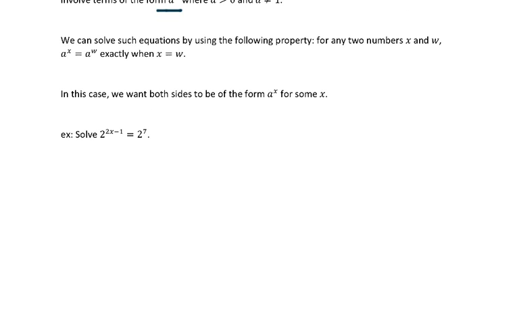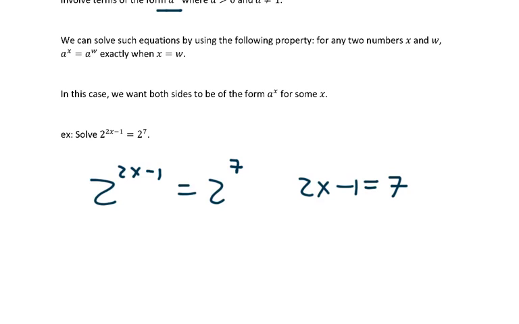So let's use the first example. As you can see here, we have two powers of 2. Namely, we have 2 raised to the 2x minus 1 equal to 2 raised to the 7th. Now, since the bases here are both equal to 2, the exponents have to be the same. In other words, from here, we get 2x minus 1 is equal to 7. So now we can solve for x.